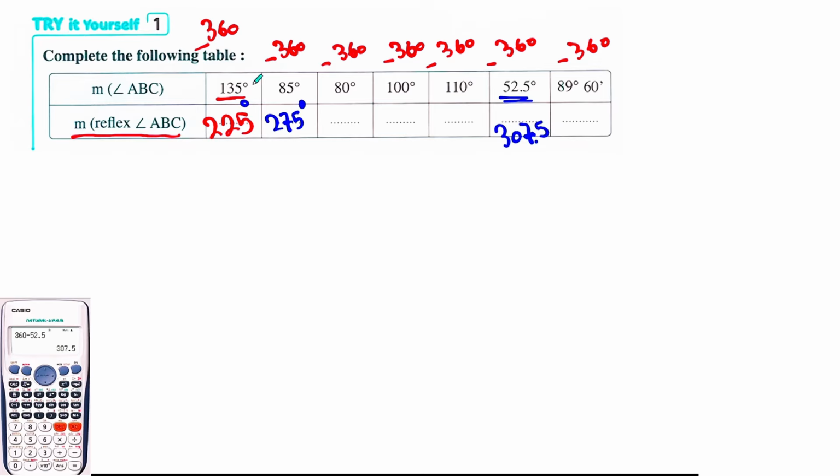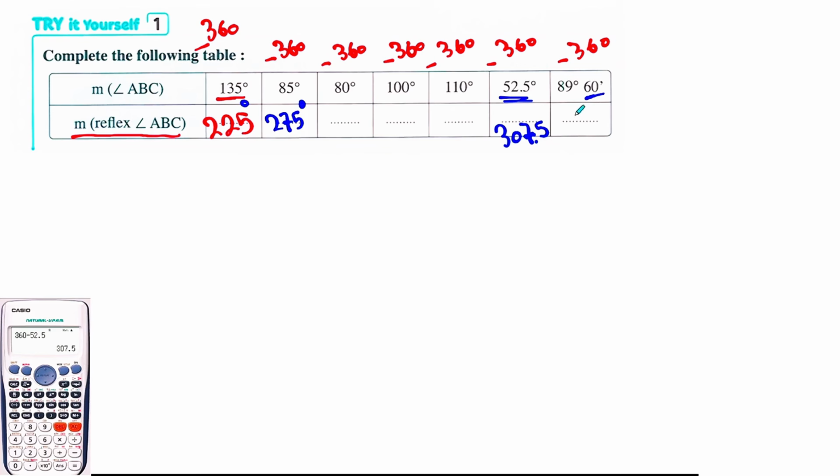307.85. That's 307.85. Now let's carefully observe this next part. It states 89 degrees and 60 minutes. It's very important to keep in mind, as we have previously emphasized, that 60 minutes represent 1 full degree. Yes, indeed.